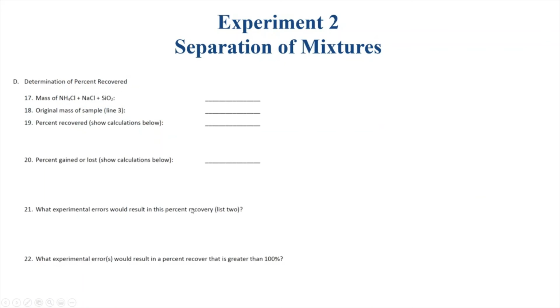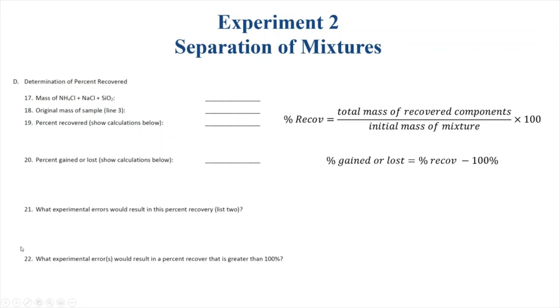Okay, so the last part of the data analysis is to look at the percent recovered and to look at the percent gained or lost. And we're also going to do two little bits of error analysis. So if we want to figure out the percent recovered, we need to know the total mass of the recovered components divided by the initial mass of the mixture. So we have the initial mass of the mixture. That's the original mass. And then you have to go through and look at the mass of the ammonium chloride, the mass of the NaCl, and the mass of the SiO2 that I calculated. So we're going to add up all the things that we recovered, and then divide it by the original mass. And that's going to tell us how much we recovered.